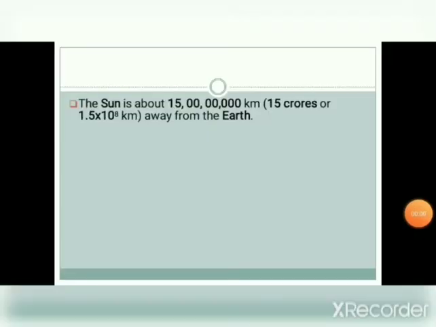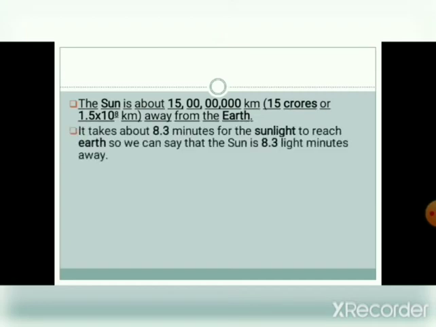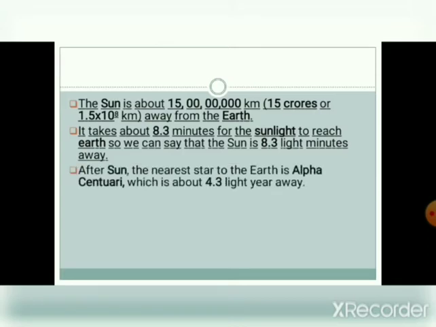Now talking about the distance, as you can see here, the distance between the sun and the earth is around 15 crore kilometer, which can be written as 1.5 into 10 to the power 8 kilometer. Now it takes about 8.3 minutes for the sunlight to reach the surface of the earth. So here we can say that the sunlight actually takes 8.3 minutes for covering a distance of 15 crore kilometer.